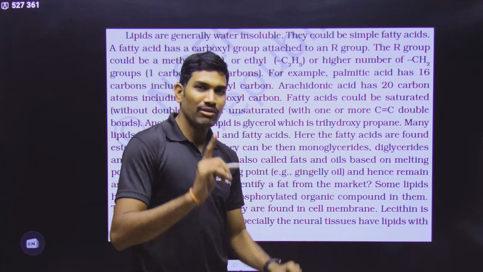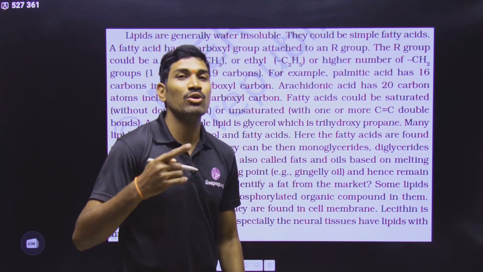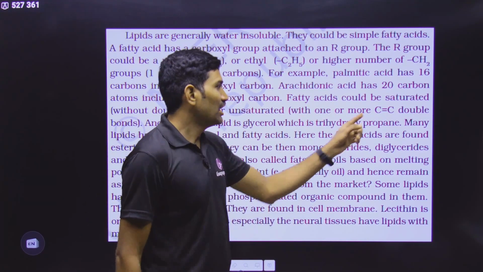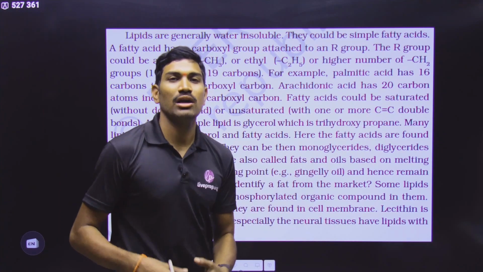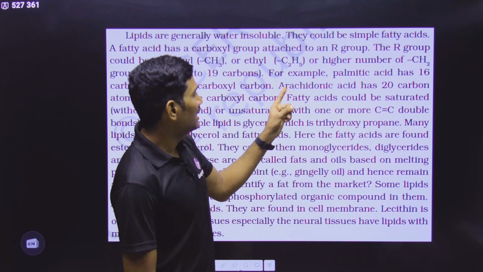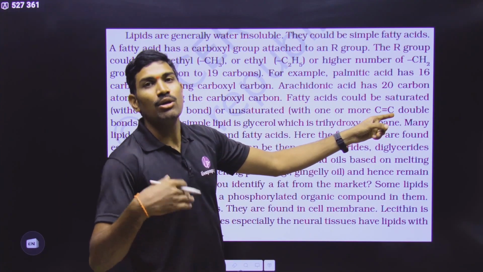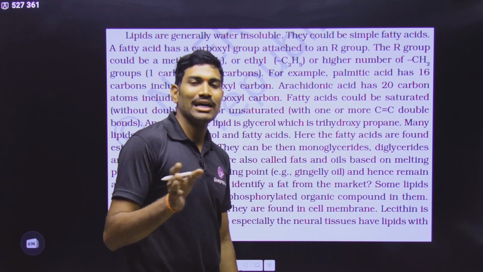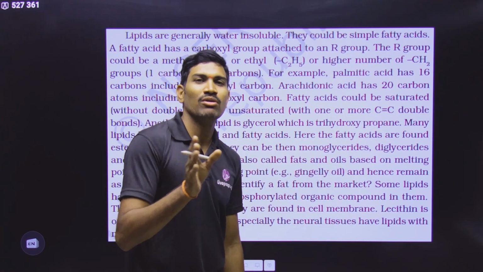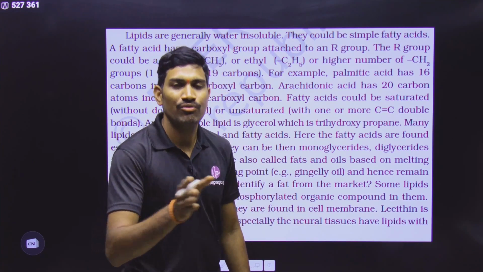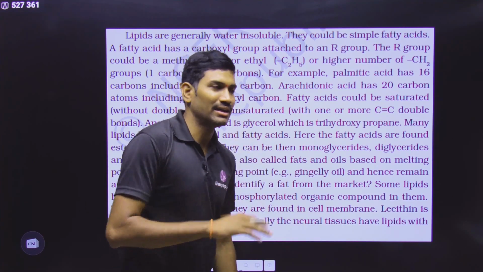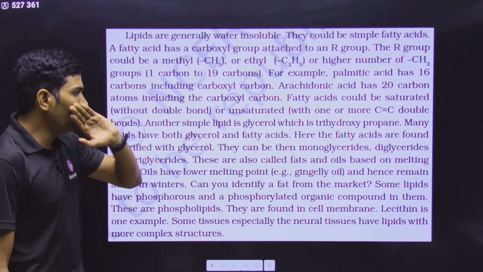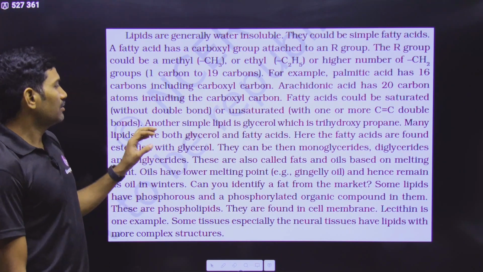If only one double bond is present, it is called a monounsaturated fatty acid. If more are present, it is called a polyunsaturated fatty acid. Arachidonic acid is an example of a polyunsaturated fatty acid. So that's MUFA and PUFA. MUFA is monounsaturated fatty acid. PUFA is polyunsaturated fatty acid. See, these are some important examples.